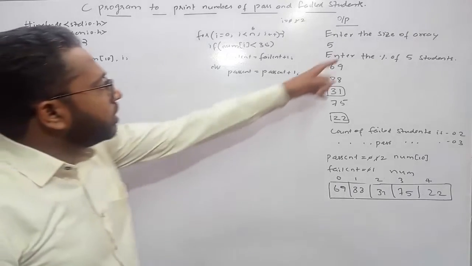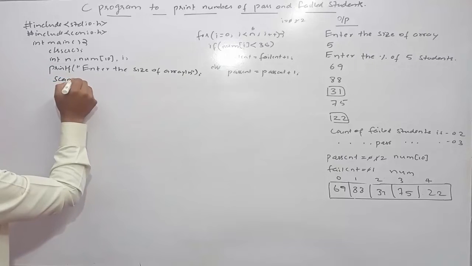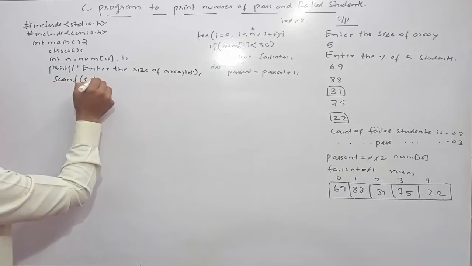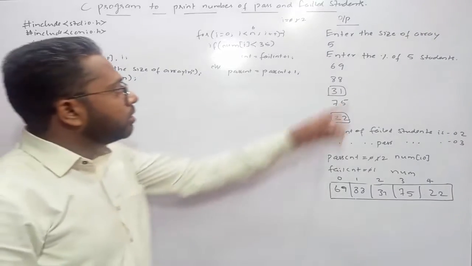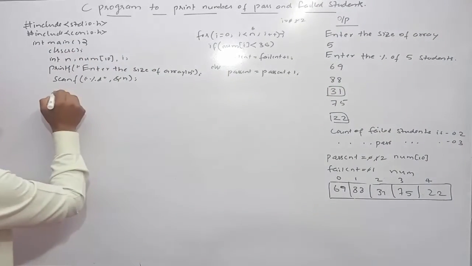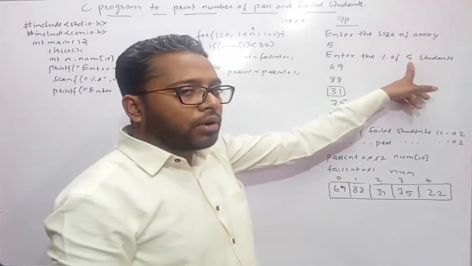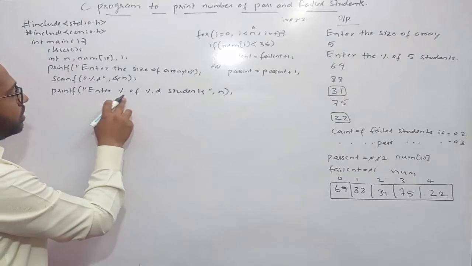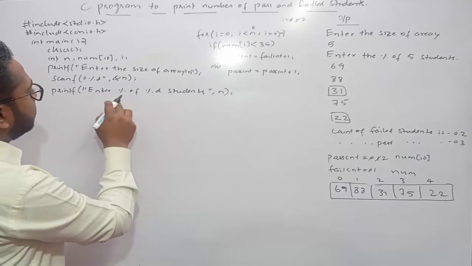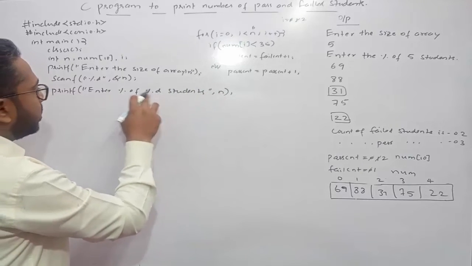Then we need to display this message, enter the size of array. Then I need to scan that value, %d, ampersand n. Then I need to display this message, enter. Here I have written like this because I want to display 5 also in the message. That's why I have written enter %d of %d. %d means the value of n will come in this place.